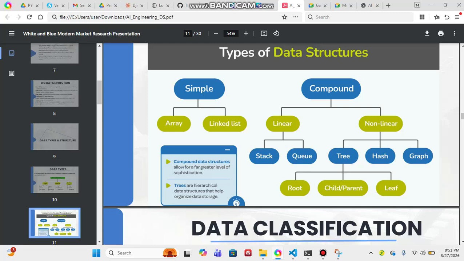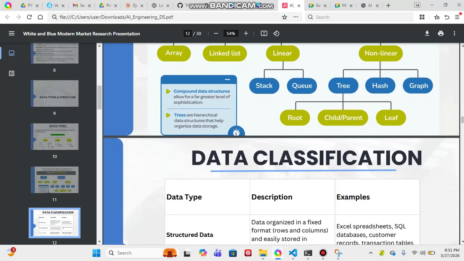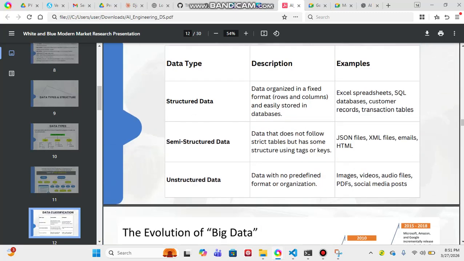So we have linked list, linear and non-linear. All of these have interpretations, but I don't want to start going into this now. Just go and read up on data structure. You will understand better. Now, data are also classified into structured, semi-structured, and unstructured data.